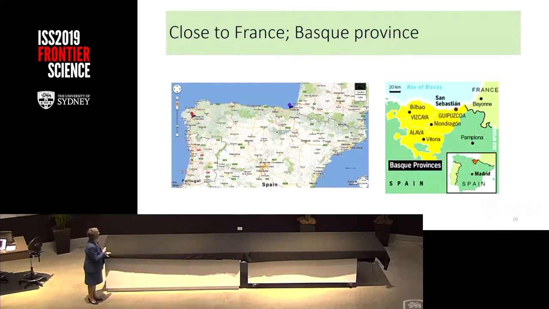which I blow up. It's where France joined Spain, the border, that's the border. France above, Spain below. And incidentally, a tiny little European country called Andorra in there. This is very, very mountainous. This is Pyrenees mountains. And we're just on the Spanish side.